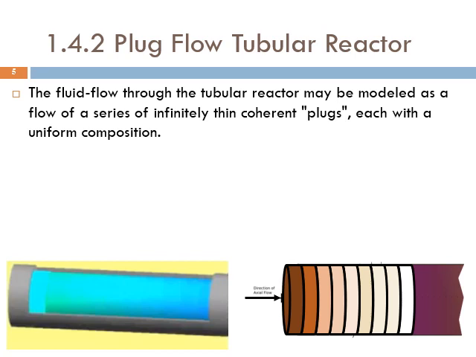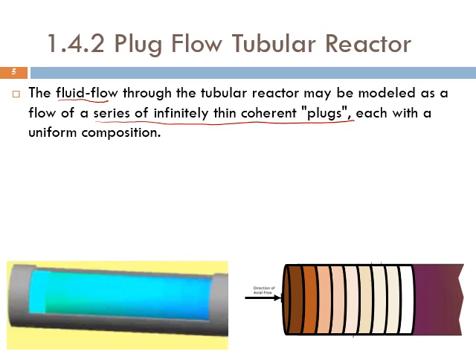The fluid flow through the tubular reactor may be modeled as a flow of a series of infinitely thin coherent plugs, each with a uniform composition. This is a simplification that we made when we deal with a plug flow reactor, where you have a reaction mixture flowing down the length of a tube. The flow going through the tubular reactor, whether a plug flow reactor or a packed bed reactor, may be modeled as a series of infinitely thin coherent plugs. You can see these are the plugs.